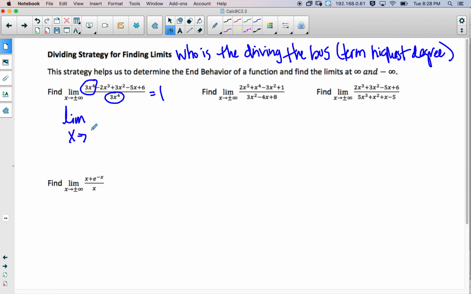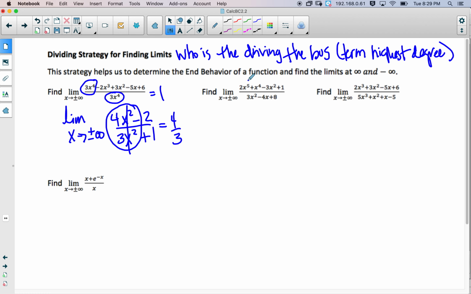Let's say we have the limit as x approaches plus or minus infinity of 4x squared minus 2 divided by 3x squared plus 1. These two terms are driving the bus. They're in charge. But x squared divided by x squared really becomes a 1. So the limit is going to equal 4/3. These are growing at the same pace. A negative 2 and a 1 at infinity are insignificant.